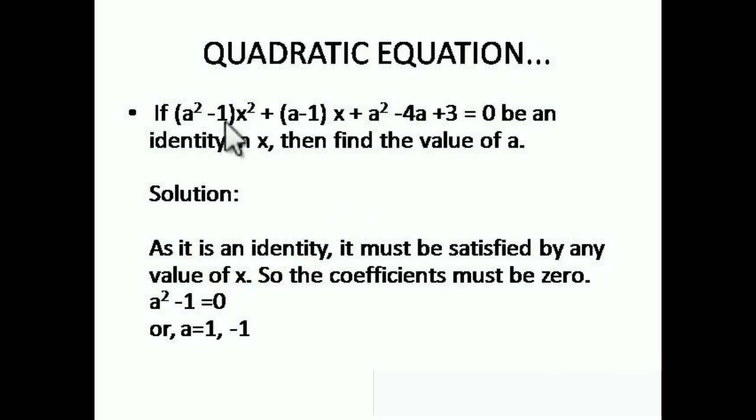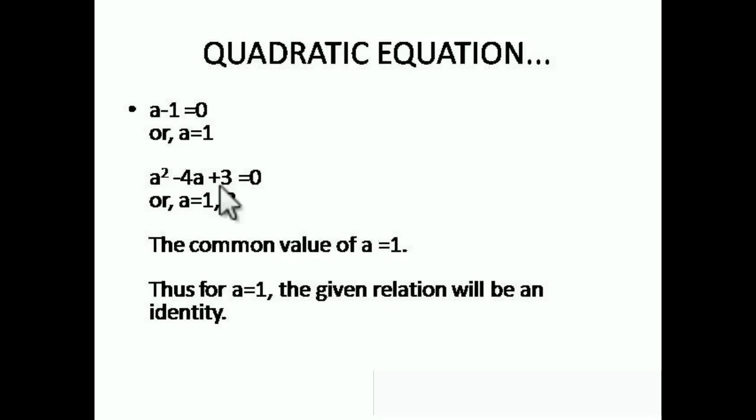If (a square minus 1) into x square plus (a minus 1) into x plus a square minus 4a plus 3 is equal to 0 be an identity in x, then the value of a. If this equation is an identity in x, so the coefficients must be 0. All the coefficients must be 0. That means a square minus 1 is equal to 0, so a is equal to 1 or minus 1, we all know that. Now a minus 1 is equal to 0 because it's the coefficient of x, that means a is equal to 1, and a square minus 4a plus 3 is equal to 0.